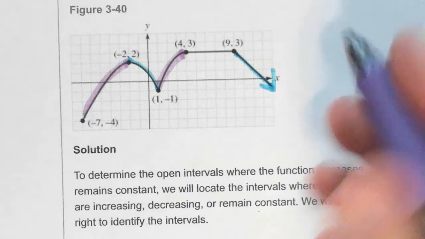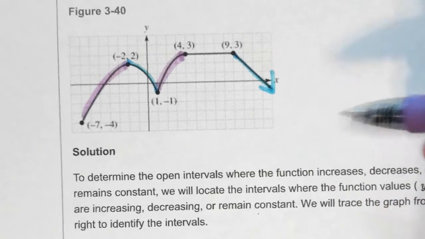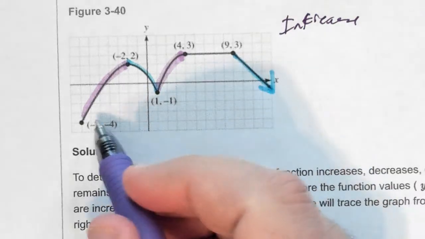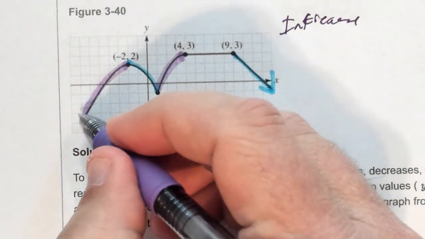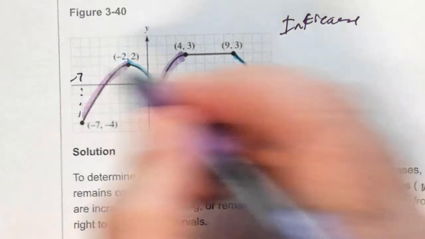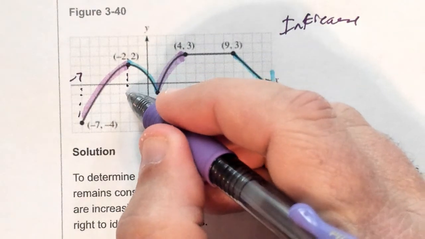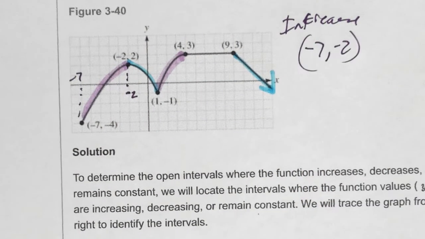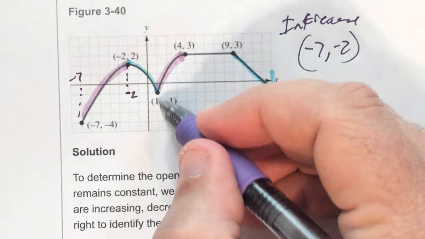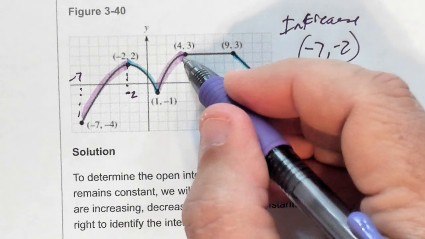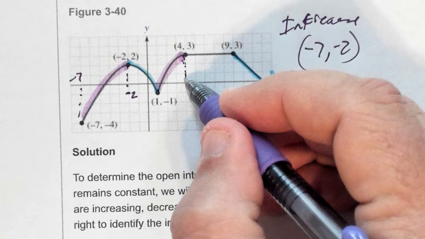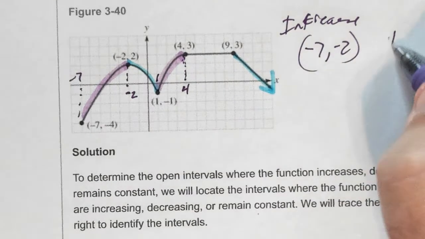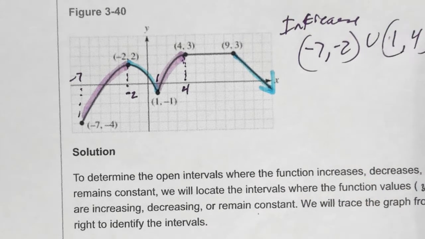So if I talk about increasing, we're going to look at x values again. So we're going to draw this up here. That's going to be at -7 all the way down to here, which is at -2. So that's my first increasing, -7 to -2, always open. And I have one more here, which is at 1 and, let me see if I can see this better, 4. So that's going to be from 1 to 4, and those are my increasing.